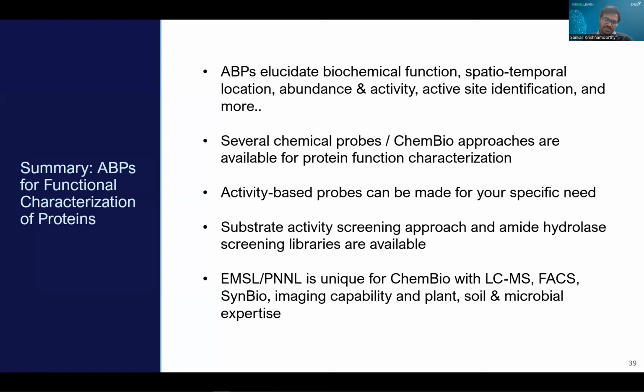I also want to say that EMSL is an excellent place because we have access to expertise in chemical synthesis and chemical biology, in addition to access to all the sophisticated instruments for this type of study.